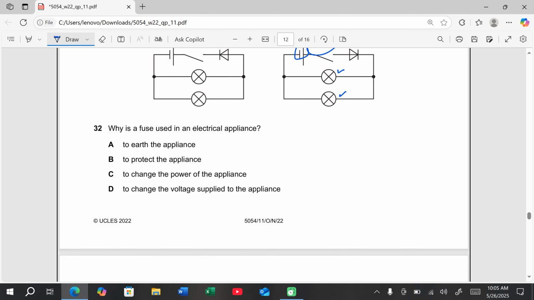Why is the fuse used in electrical appliances? To earth the appliance, no. To protect the appliance, yes. To change the power, no. To change the voltage supply, no. So it only protects it.